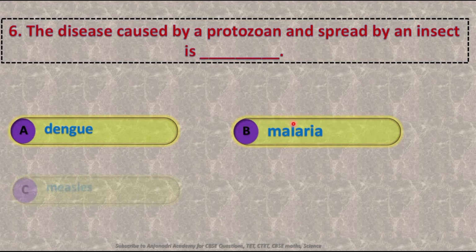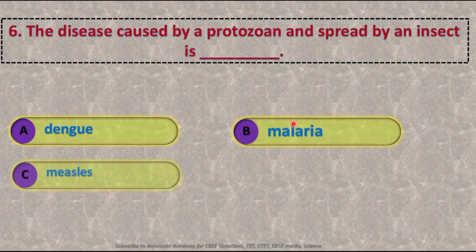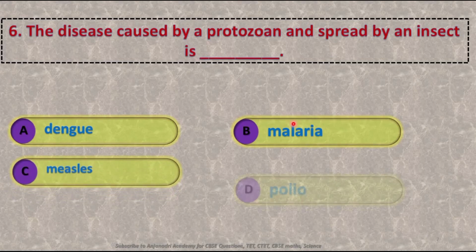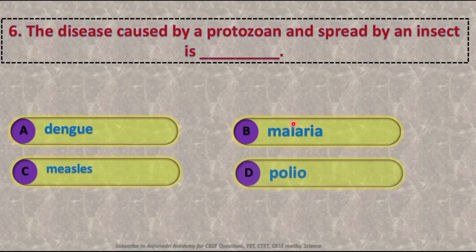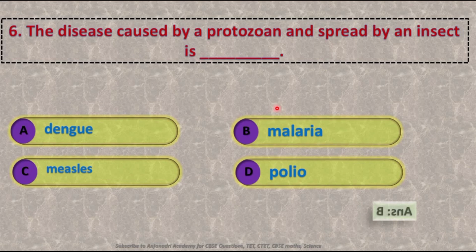The third option C is measles. It is caused by the virus and the carrier of the disease is air. And the fourth option is polio. It is caused by virus and its carrier is air. Therefore, the correct answer is option B. That is, malaria is caused by protozoa and spread by an insect.